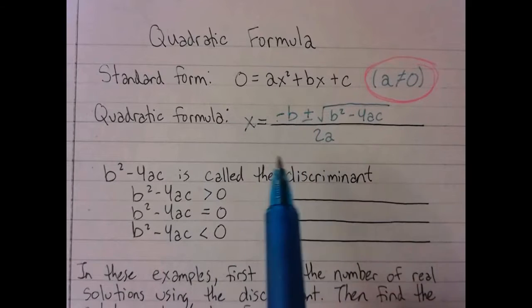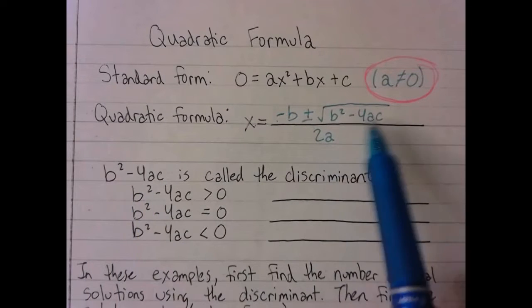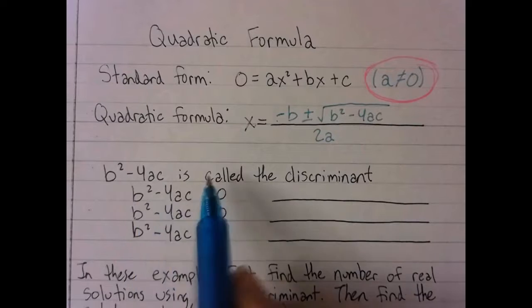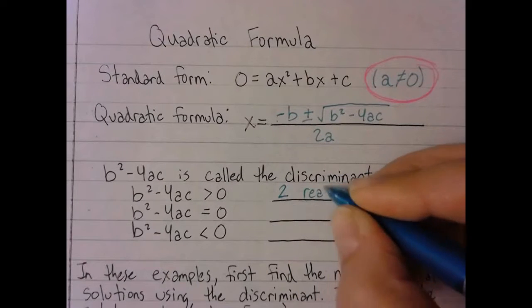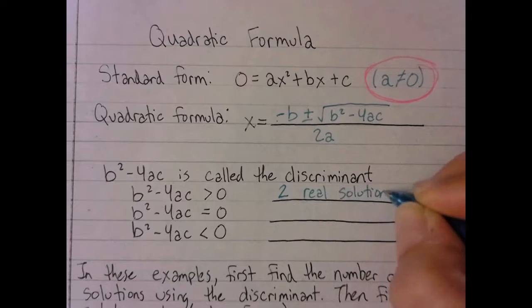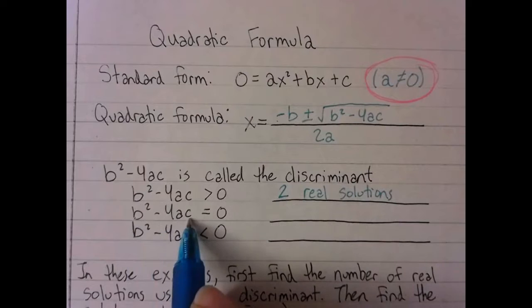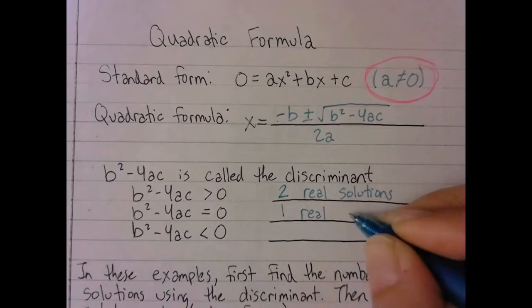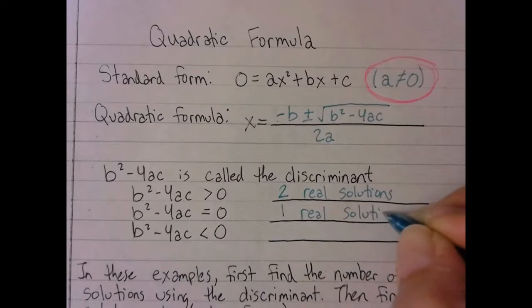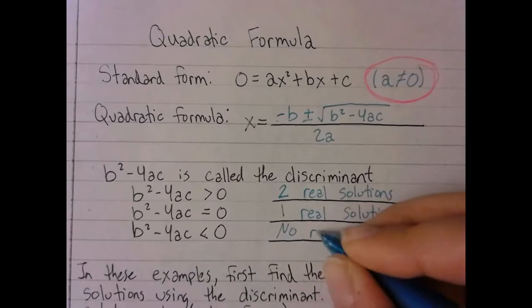Okay, we're going to ignore most of this formula. We're just going to focus on this part. That b squared minus 4ac, we're calling that the discriminant. If you plug in your numbers, b squared minus 4ac, and you get a number bigger than 0, we're going to say that has 2 real solutions. We'll talk later about how it could not be real. Okay, if b squared minus 4ac, the discriminant, is equal to 0, you're going to have 1 real solution. And if your discriminant is less than 0, there will be no real solutions.